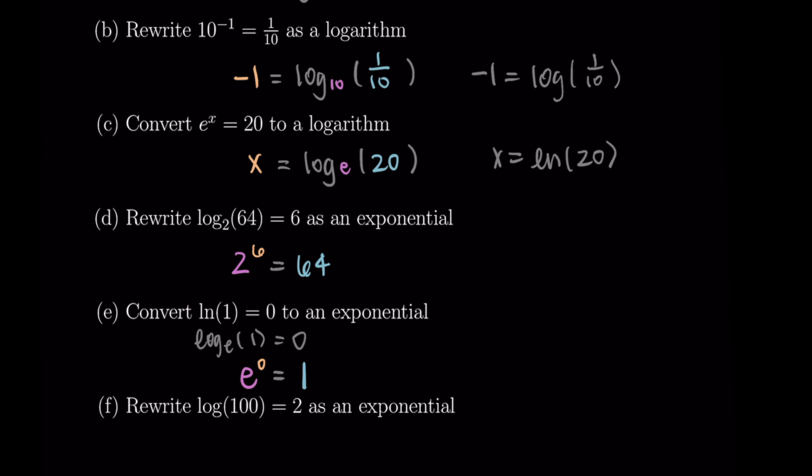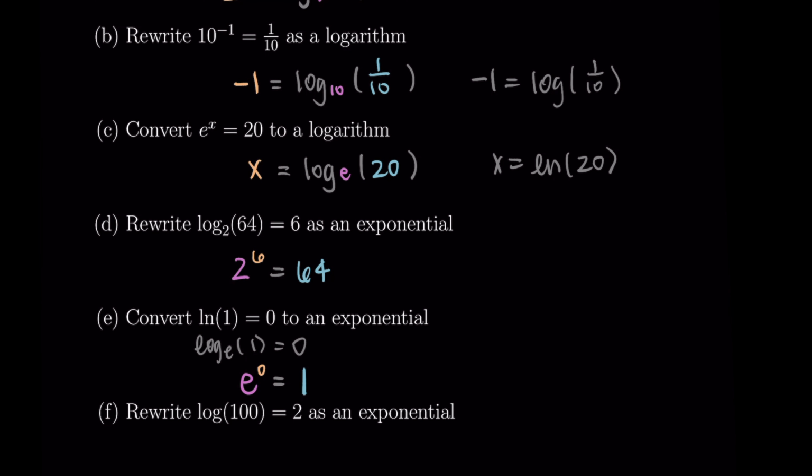Okay, we're at that last example. Let me not talk too much. So now we have log of 100 equals 2. I like to take a little step and just remind myself that when it doesn't write the base, that's base 10. So this is log base 10 of 100 equals 2. Then the base of that log is the base of my exponent. That 2 is the exponent. So I have 10 squared is equal to 100. And there we go. That's how I rewrite it as an exponential.